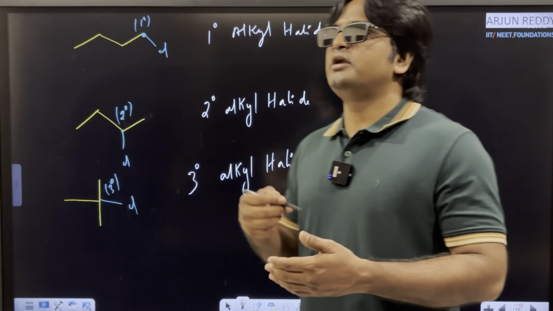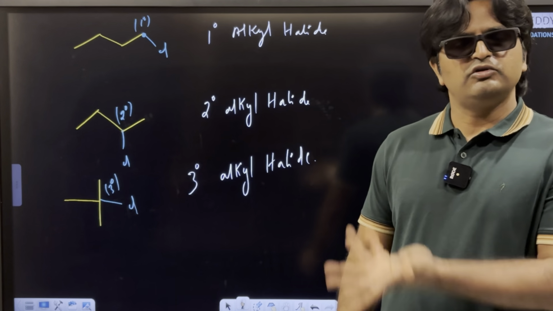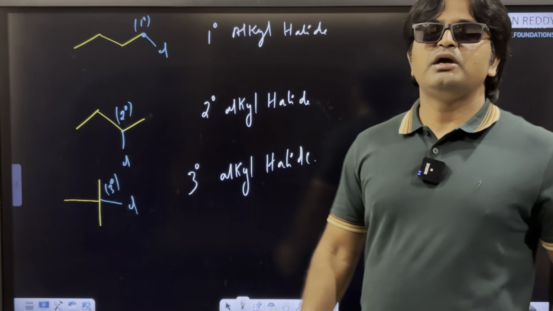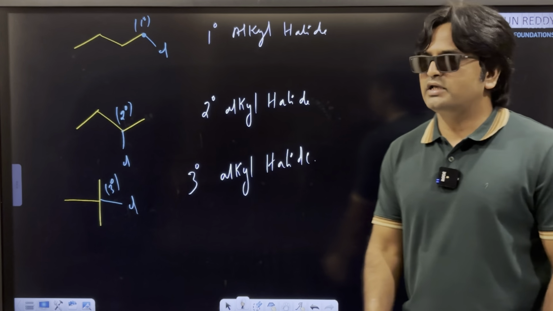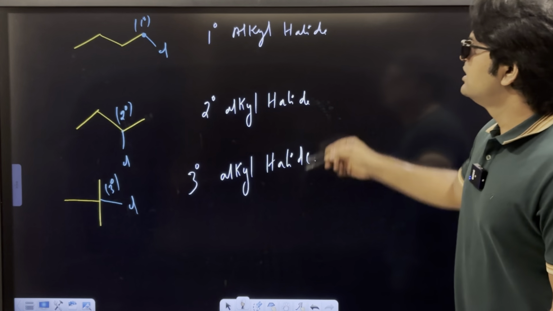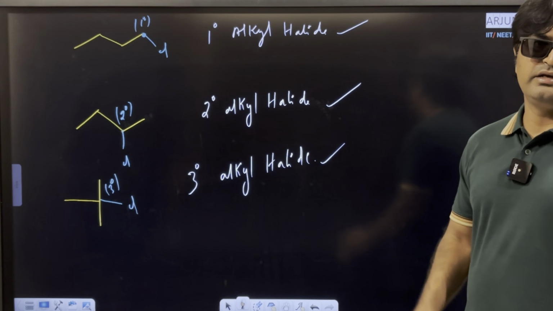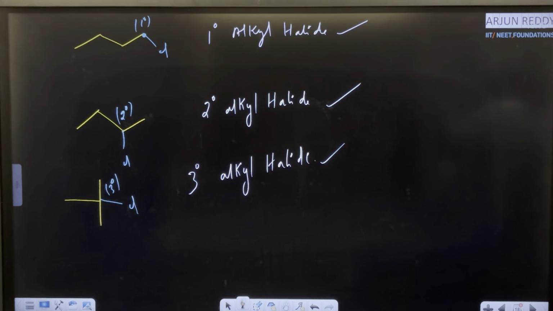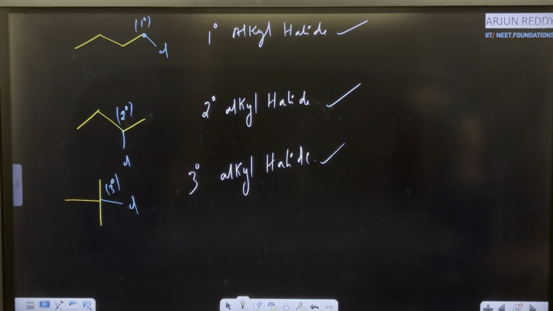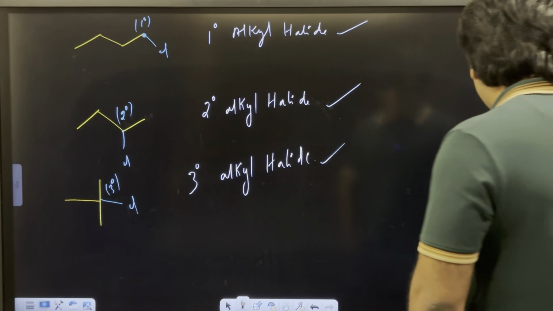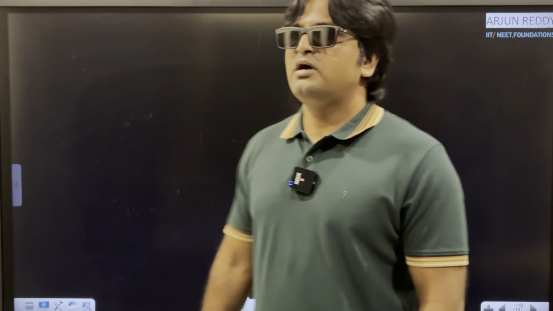1 degree alkyl halide, or if you want to write chlorine name, you can also speak like this: 1 degree alkyl chloride, 2 degree alkyl chloride, like that. In general form I am writing like this: 1 degree alkyl halide, 2 degree alkyl halide, 3 degree alkyl halide. These are the 3 different types of halogen compounds. Carbon completed, hydrogen completed, oxygens completed, and halogen compounds are also completed.